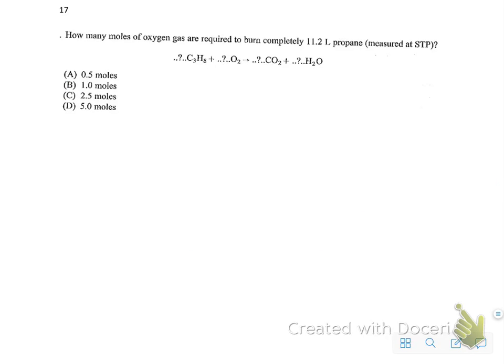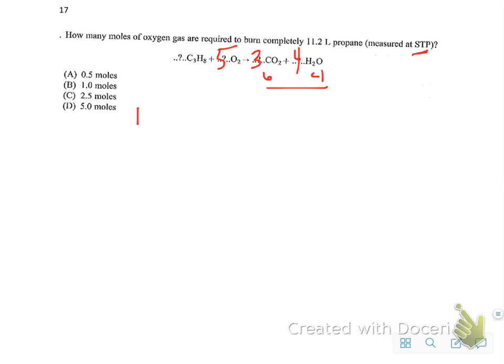17, last problem. How many moles of oxygen gas are required to completely burn 11.2 liters of propane measured at STP? Okay, so in order to do this, I'm going to have to balance the equation. So I need 3 carbons. I'm going to need 4 waters. I have 6 oxygen here. I've got 4 oxygen there. That's a total of 10, so I need 5 of these.